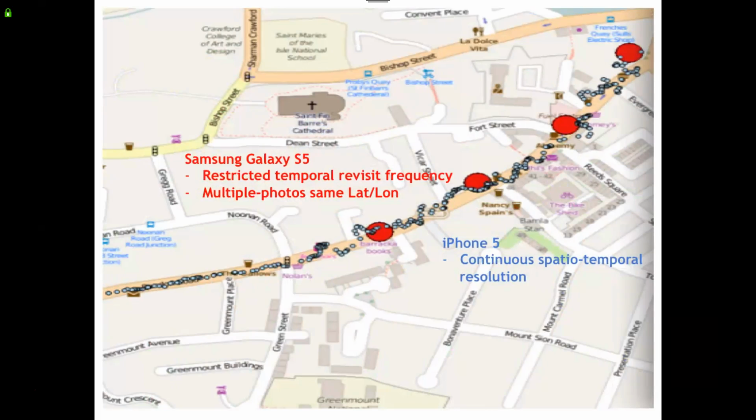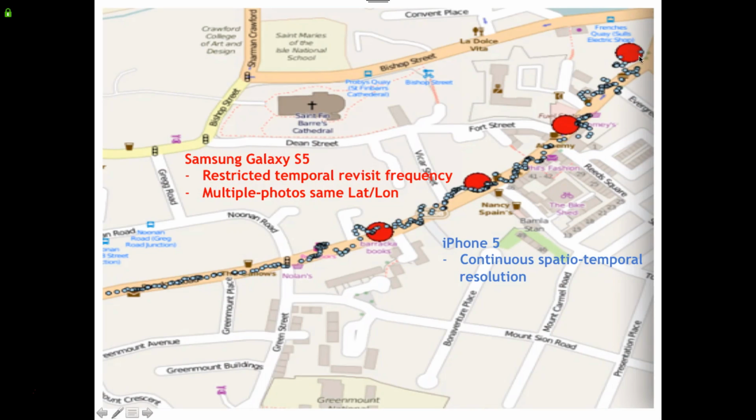So in comparison with the Android, you can see that in blue we have an iPhone 5, and this is data I collected myself, that collects hyperdata across hyperspatial and temporal resolution, and each photo will more or less collect a different geo coordinate. However, in contrast, the Android, at least the Android phones that I've experimented with, and in this case I was using a Samsung Galaxy S5, has a restricted temporal revisit frequency.